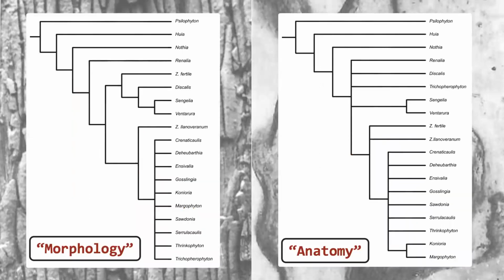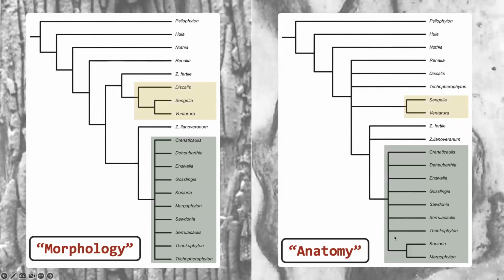And so here are strict consensus trees that were produced using the morphological characters, which is here on the left, and then anatomical characters here on the right. And so it's interesting that the consensus topologies obtained using only morphological or only anatomical characters with the same taxon sampling are similar, but also have some significant differences. And so again, I've highlighted those two clades that we're consistently recovering.